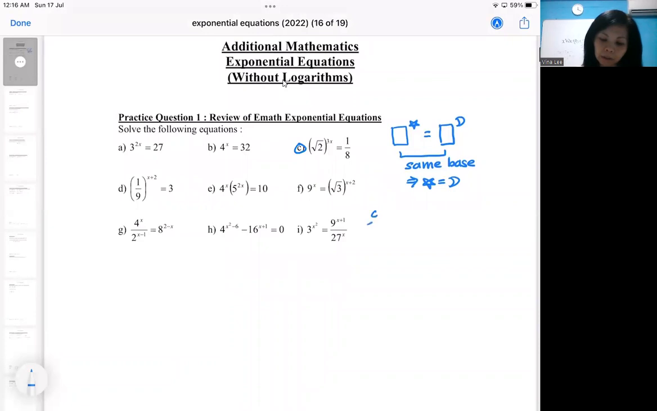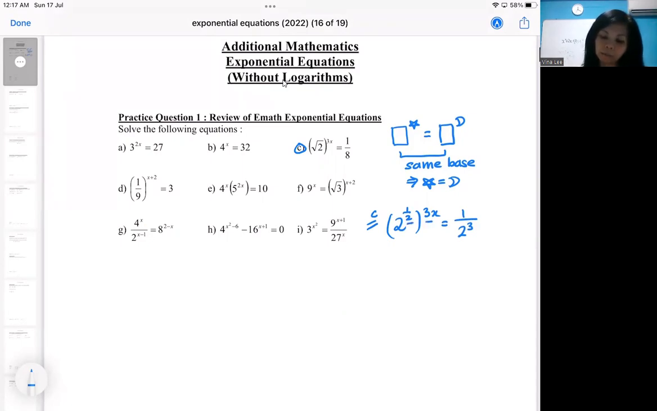If you look at part C, there is a square root. Some of you may need to recall what is the power for square root. Square root is a half. So that's how I change root 2. And you also have to be sensitive to numbers. 8 is something like 2 cubed. So from here, you can see that the base started to change already.